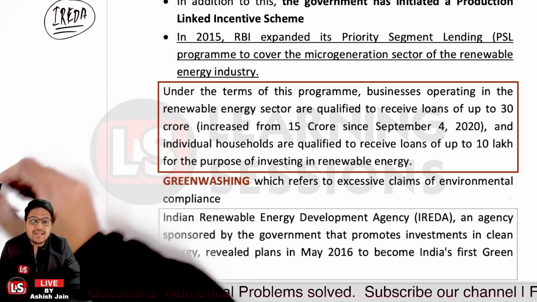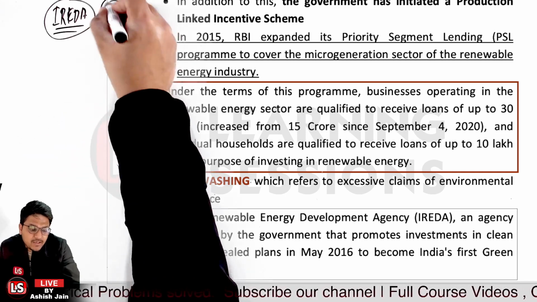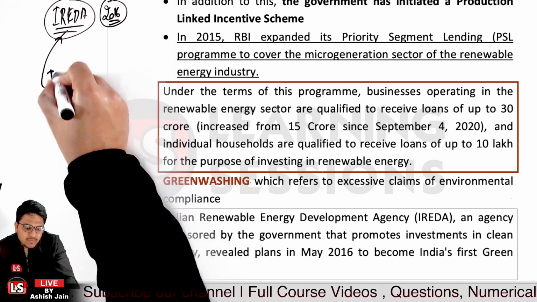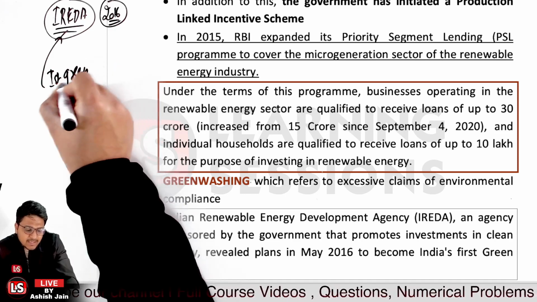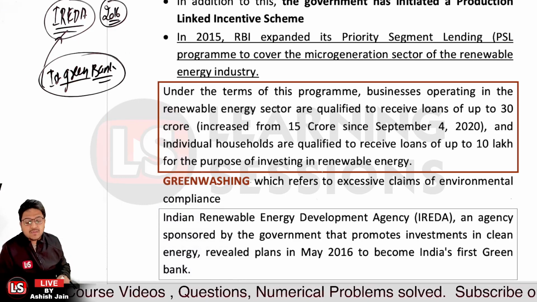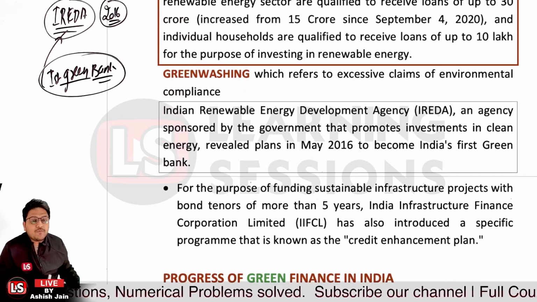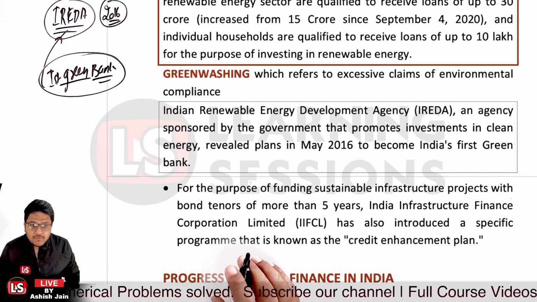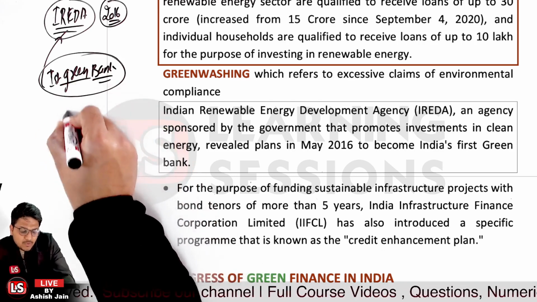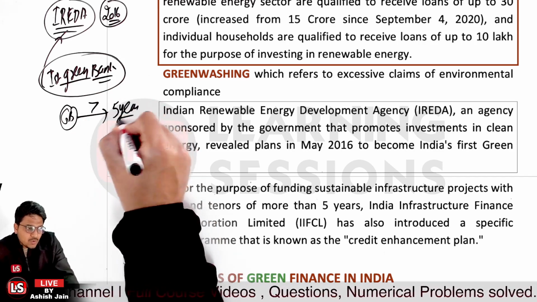It promotes investment in clean energy, and it revealed its plan in 2016 that it will become India's first green bank, that it will be investing in and financing environmentally friendly projects, right? That is IREDA, the Indian Renewable Energy Development Agency. This is for funding sustainable infrastructure projects with bond tenor more than 5 years. So whatever green bonds or green finance bonds have a tenor of more than 5 years.